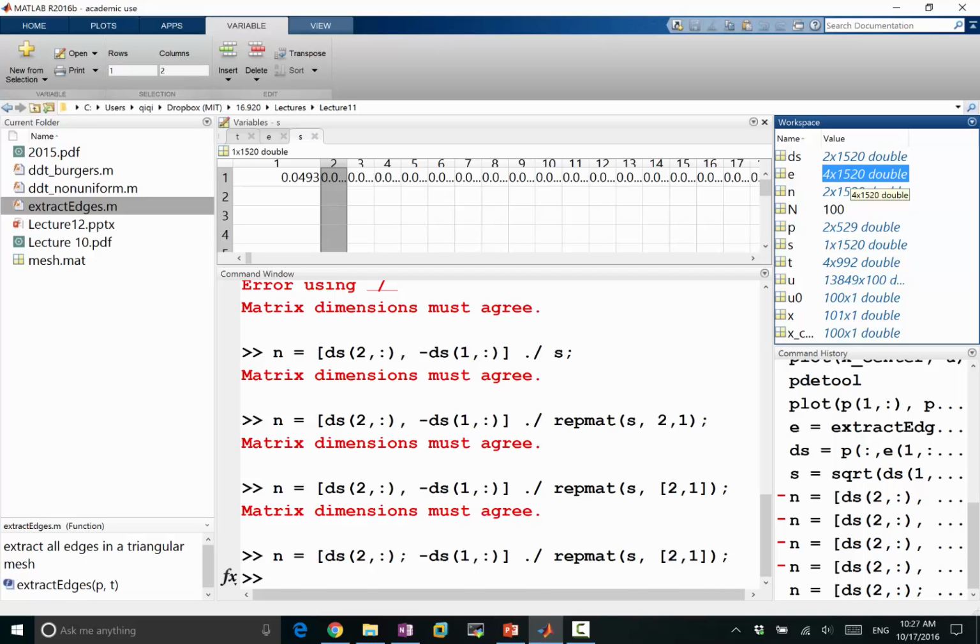Any other questions regarding this mesh geometry finite volume business? Okay, we are all fine. You can do this in your project.